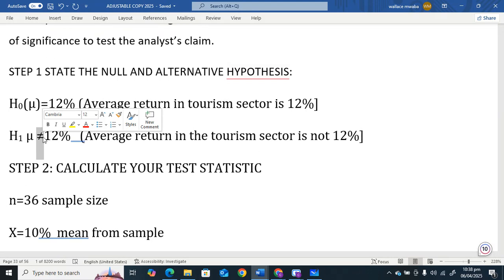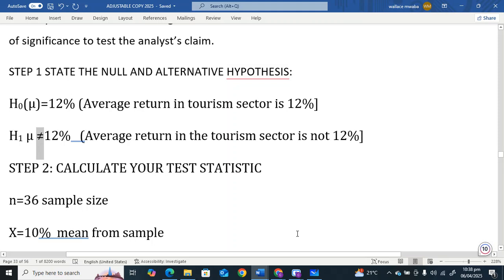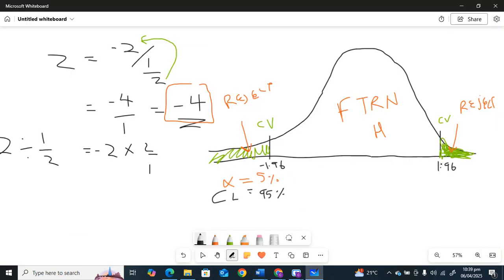So basically we have a two-tailed test. A two-tailed test just means you've got two rejection regions. Because of this not equal sign here, that's why we have two critical values. Because of that alternative hypothesis, that's why we have two critical values. If the alternative hypothesis had a less than sign or a greater than sign, then you just have one critical value. But if it has this sign, two critical values.